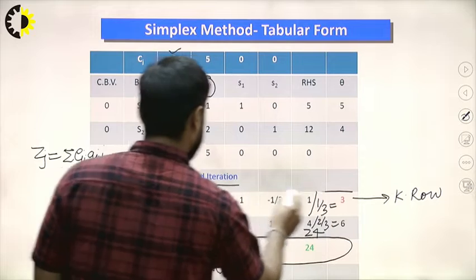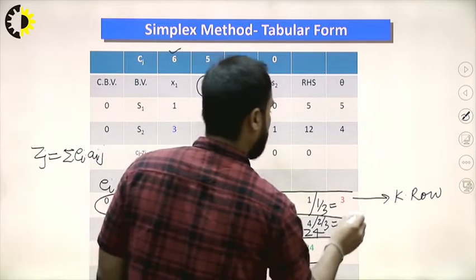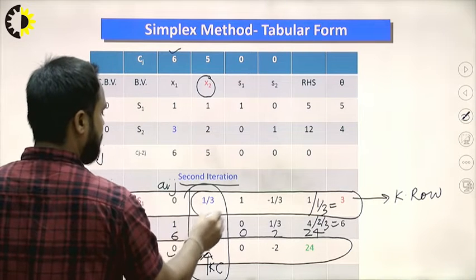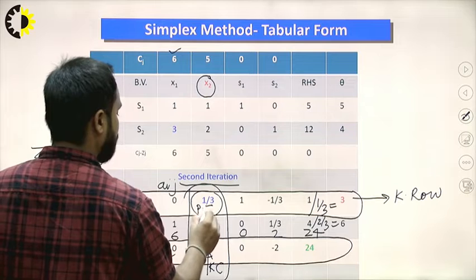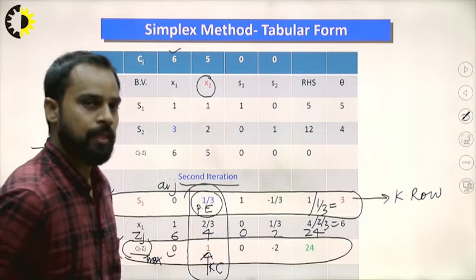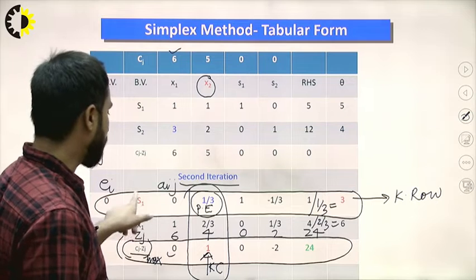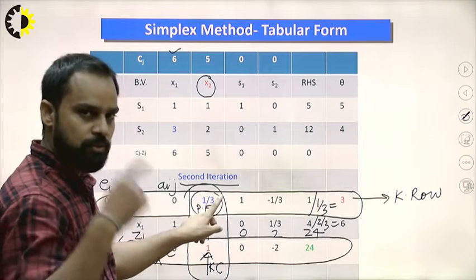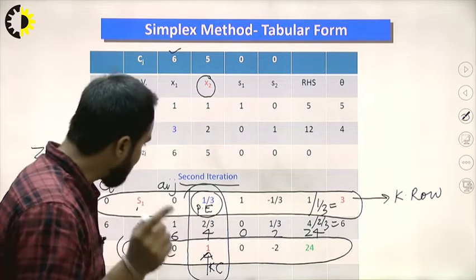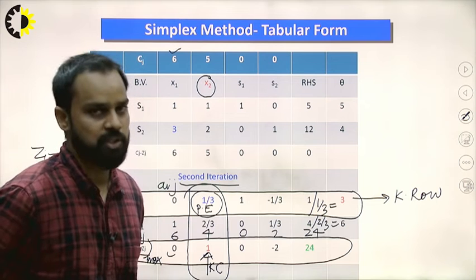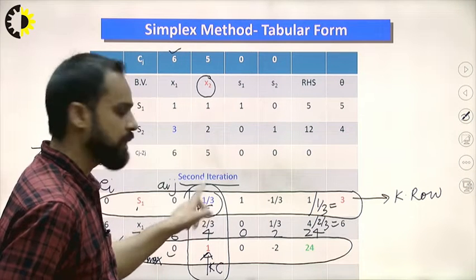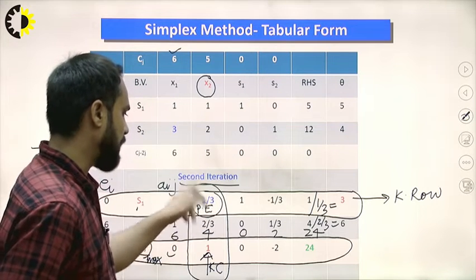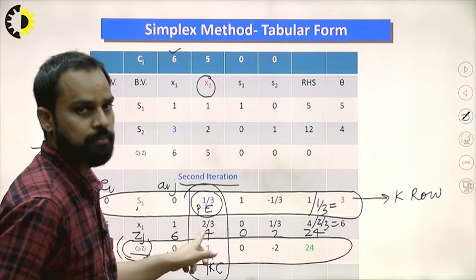So this is the key row and this is the key column, and the intersection is this, and this element is known as the pivot element. So it means in the next iteration, in place of S1, X2 will be there, and this pivot element must be 1, and other than the pivot element, in this column all the elements must be 0. Means in the next iteration we have to perform matrix operations, so that the pivot element becomes 1 and this element becomes 0, right?